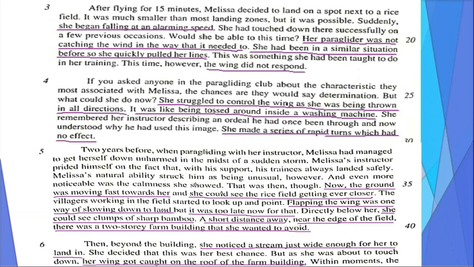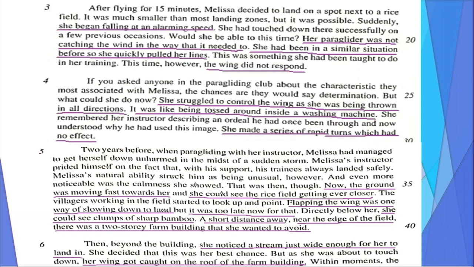So let's underline that. A short distance away, near the edge of the field, there was a 2-story farm building that she wanted to avoid. That is another problem because she had to avoid the farm building. And in the last paragraph, then beyond the building, she noticed a stream just wide enough for her to land in. That is something she did. She noticed the stream and she decided that this was her best chance. So let's underline both. Notice the stream and also she decided that this was her best chance.